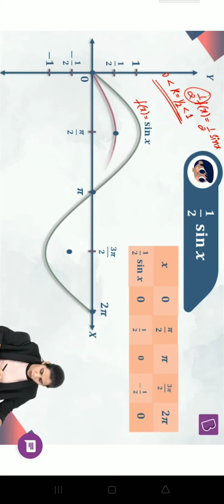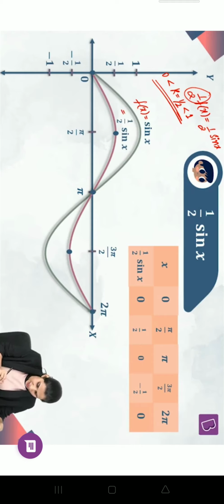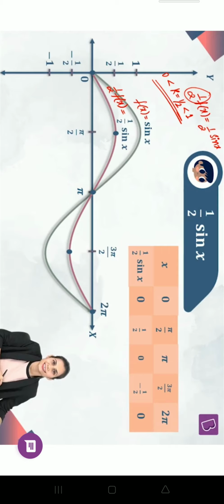Next, if I take x as pi by 4, sine 2x becomes sine of 2 into pi by 4, which is sine pi by 2, which is 1, right? So I get pi by 4, 1. Next, if I take x as pi by 2, sine 2x becomes sine of 2 into pi by 2, which is sine pi, which is equal to 0. So I end up getting pi by 2, 0.